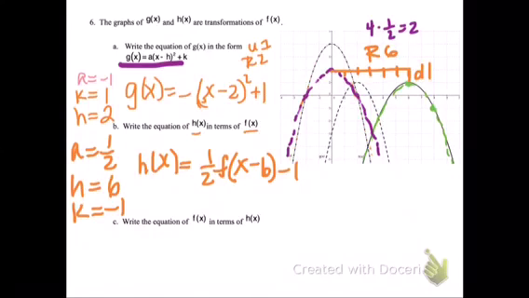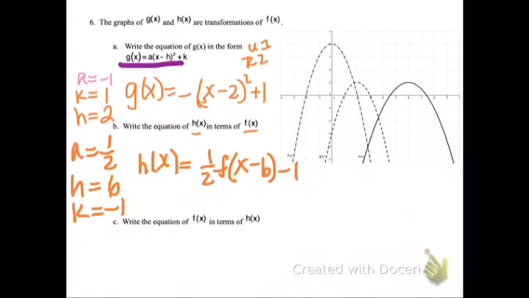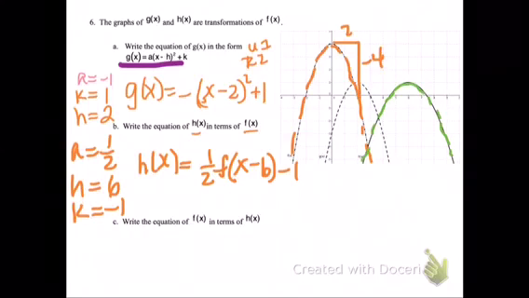Okay, now let's say we went backwards. Well, this is kind of nice because we already talked about our a values. So just to remind you, I'm going to erase this guy. In my f of x function, I went over 2 and down 4. In h of x, I went over 2 and down 2. So now we're going from h of x, my green, to f of x.